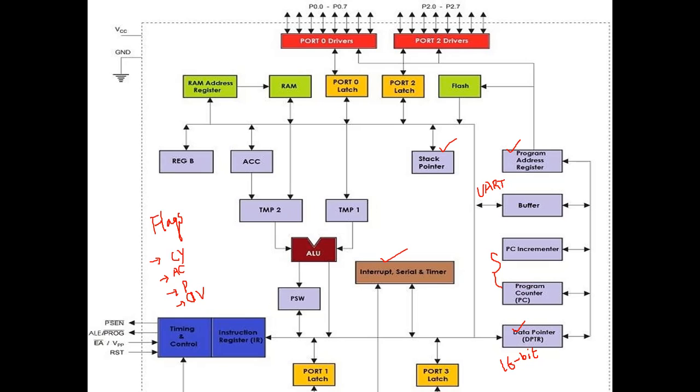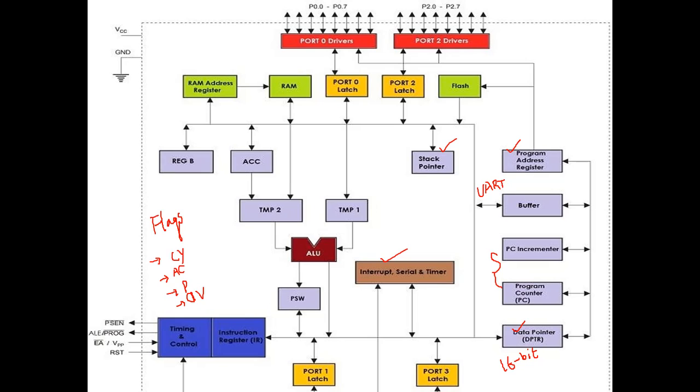Next, ALE, address latch enable, and program store enable. ALE is used to demultiplex the bidirectional multiplexed address and data buses. Like the 8086 microprocessor, the 8051 microcontroller also has 8 multiplexed address and data lines. To separate them into address and data, we can use the ALE pin. And program store enable is used to communicate with external memory for storage and access of program and data. This is the complete architecture and internal structure of the 8051 microcontroller.